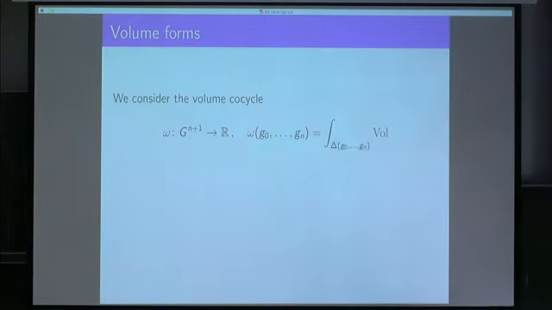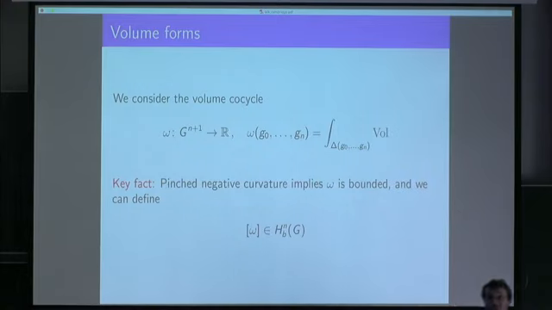And then it's clear what the volume cocycle is. So when we have n+1 elements of the group, we take the straight simplex associated to these elements in the way I've just described, and we take the volume. We just integrate the volume form. So this is a volume with sign, of course, because this can be positively or negatively oriented.